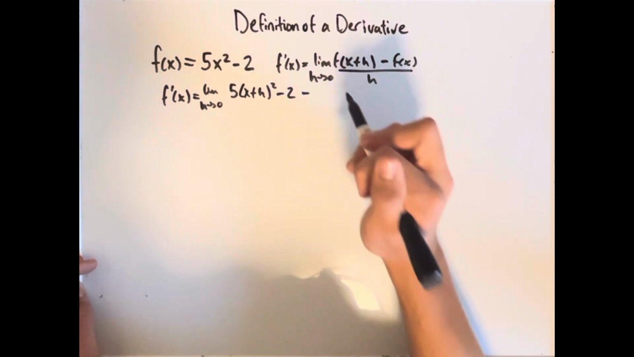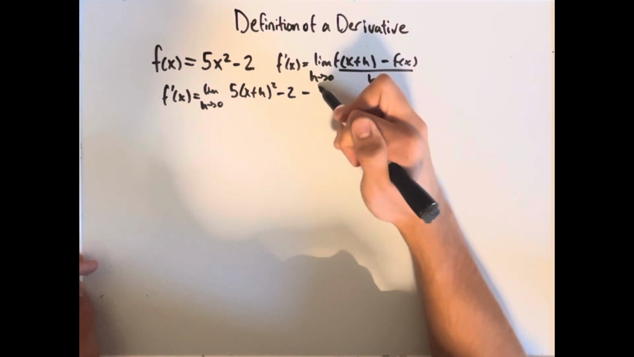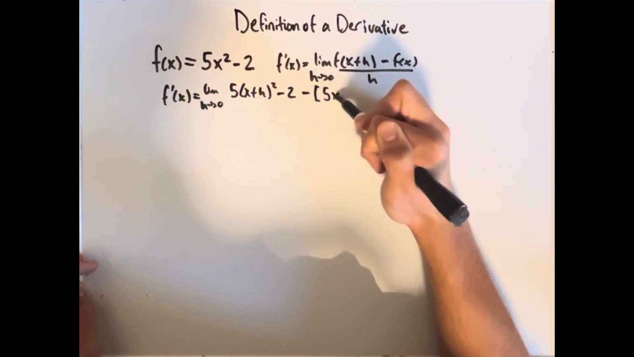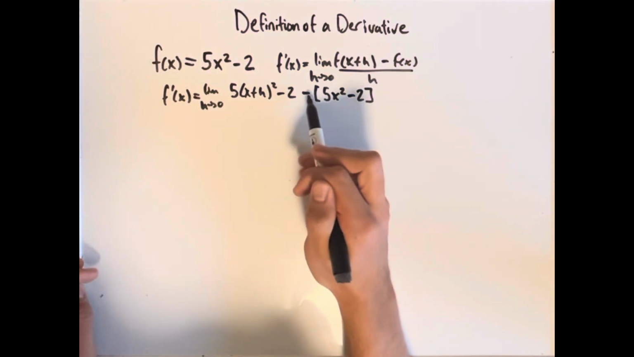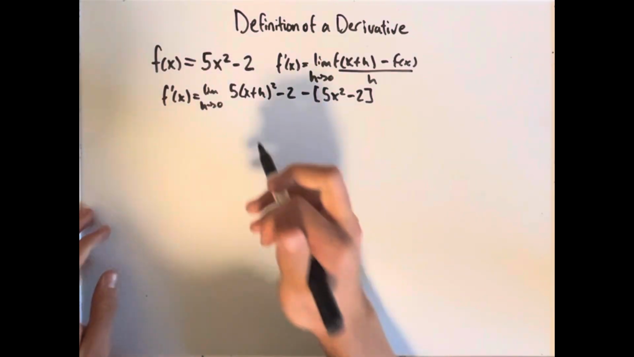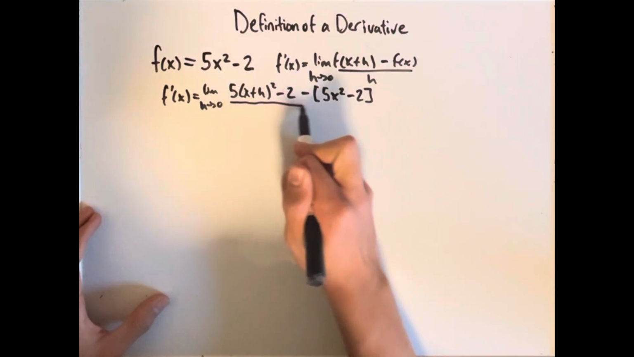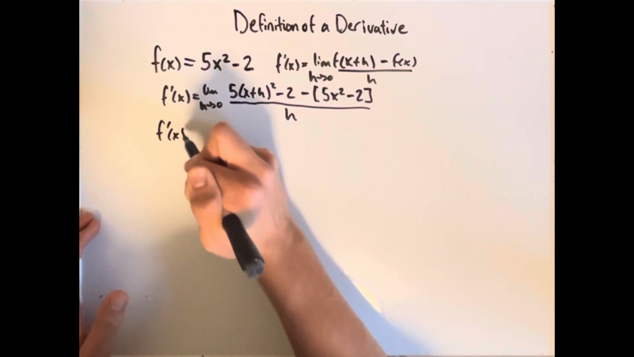Now we subtract the original function, which is 5x squared minus 2. I'm just putting this in brackets to make sure that this whole thing here is being subtracted, so you don't make any mistakes there. Divide by h. Now all we have to do is compute.